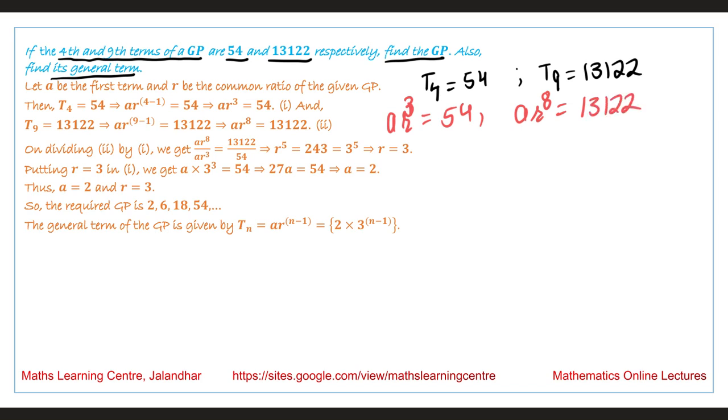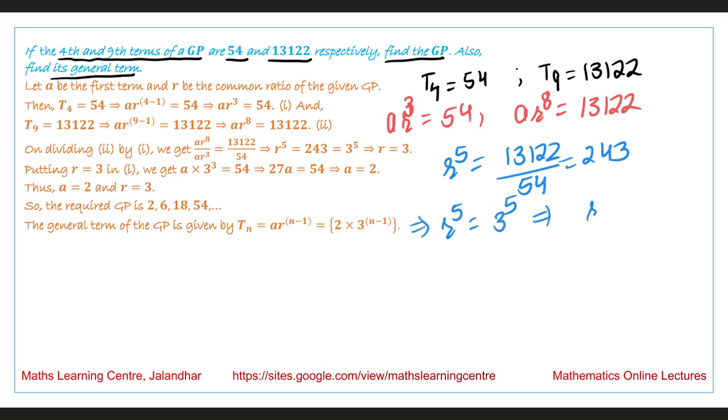Now if we divide both these values, we will get r^5 is equal to 13122 divided by 54, that is equal to 243. So r^5 is equal to 3^5, and this implies that the value of r is equal to 3.